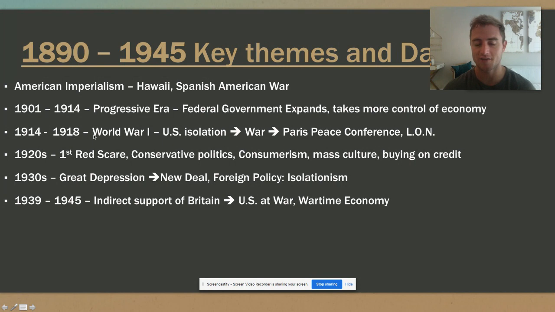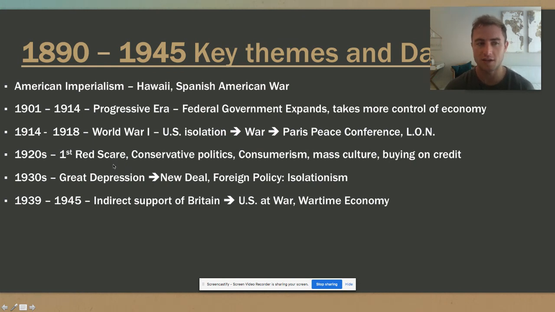1914 to 1918, of course, is World War One. In both world wars, the United States is going to respect our isolationist tradition. However, eventually get sucked into the war. We know that after World War One, we had a huge debate over joining the League of Nations and ratifying that Treaty of Versailles that certainly affects American politics in many different ways.